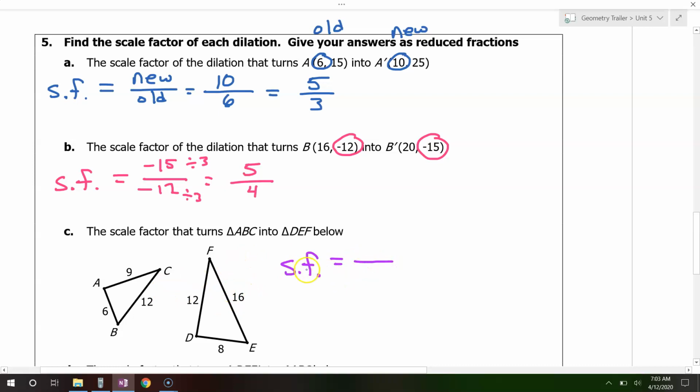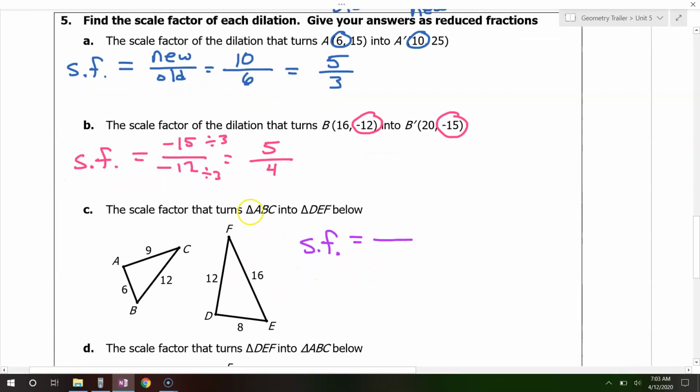Okay, still doing new over old. So this time they didn't give us a letter and a prime. They just told us that ABC turns into DEF. So that means that ABC is the original and the DEF is the new one.